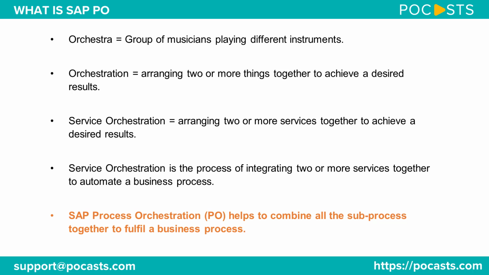Now the SAP Process Orchestration helps to combine all the sub-processes together to fulfill a business process. So PO actually has this AEX as an ESB and BPM to run the business process. Together it is called process orchestration. Simple enough? Let me now go through the history of SAP PO.